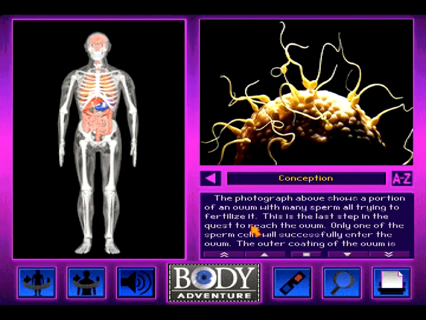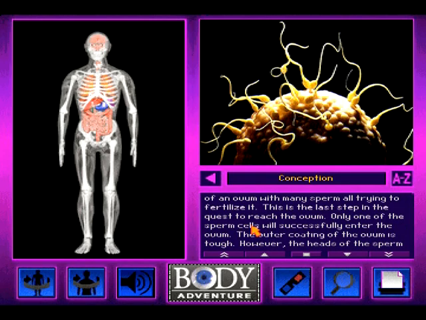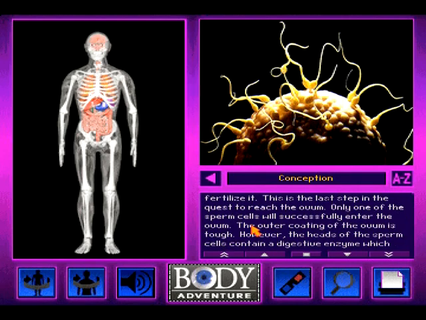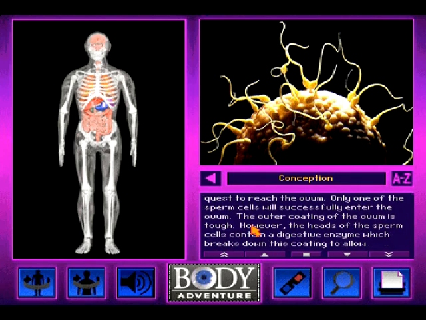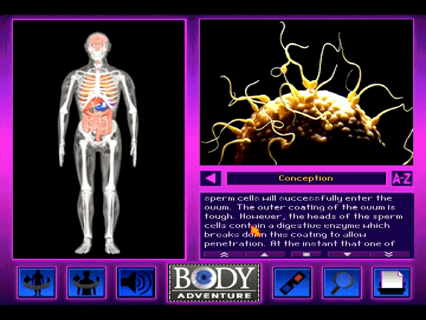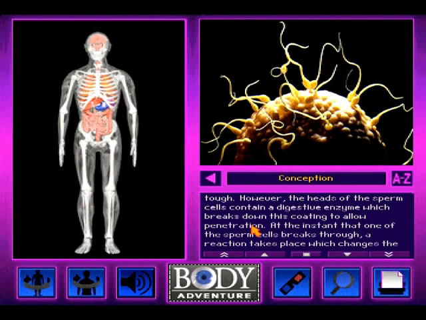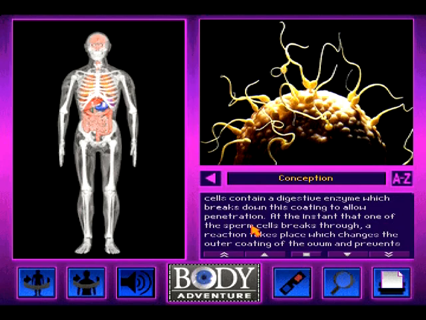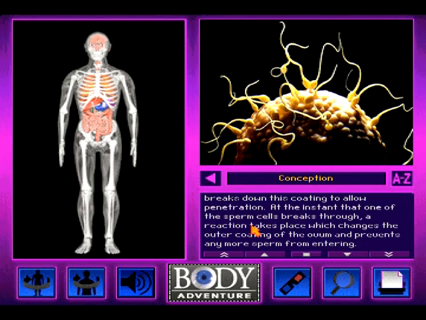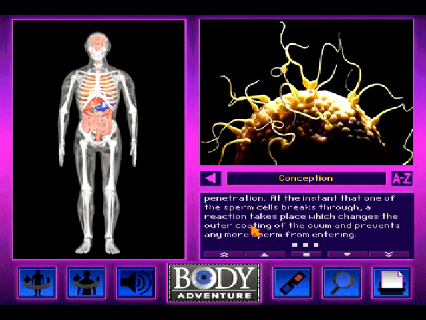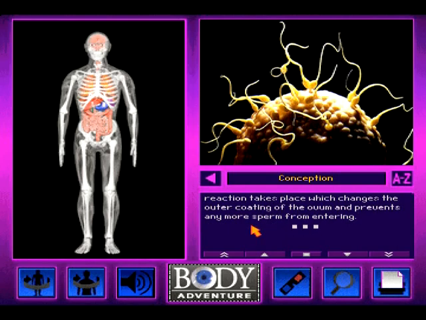Conception. The photograph above shows a portion of an ovum with many sperm all trying to fertilize it. This is the last step in the quest to reach the ovum. Only one of the sperm cells will successfully enter the ovum. The outer coating of the ovum is tough. However, the heads of the sperm cells contain a digestive enzyme which breaks down this coating to allow penetration. At the instant that one of the sperm cells breaks through, a reaction takes place which changes the outer coating of the ovum and prevents any more sperm from entering.